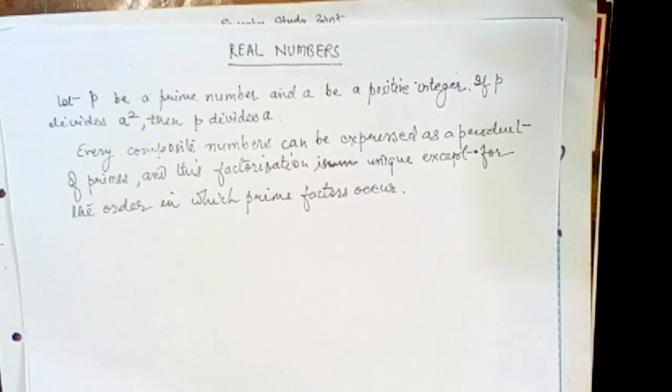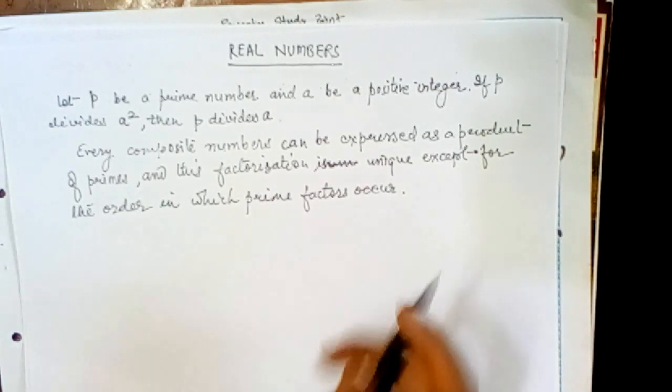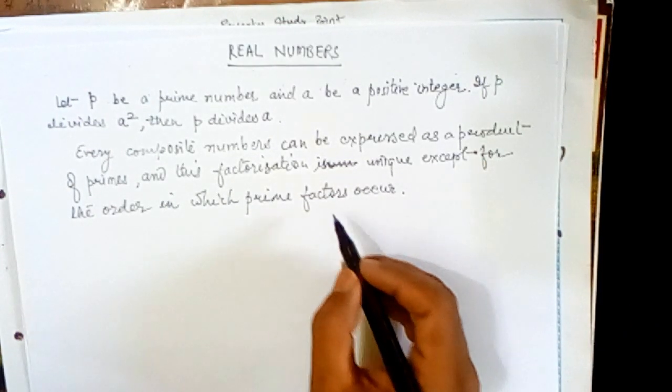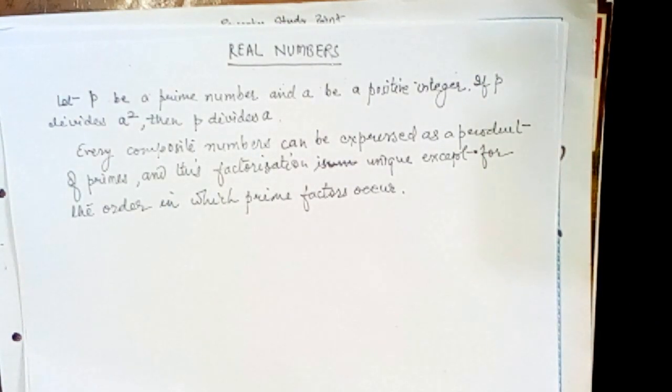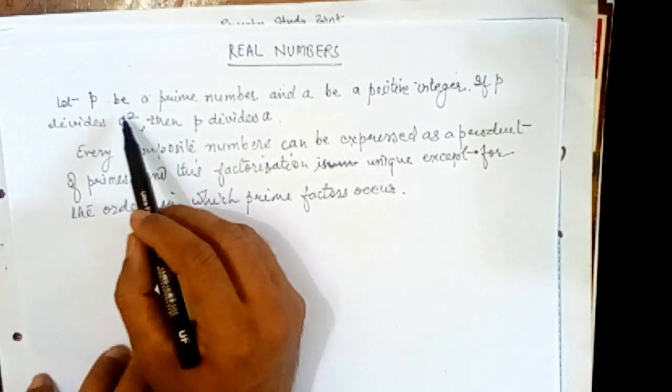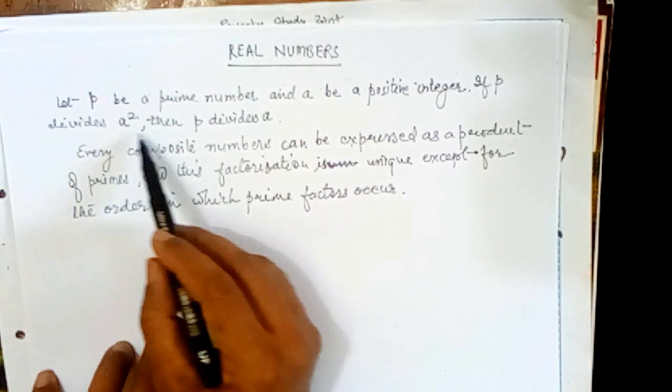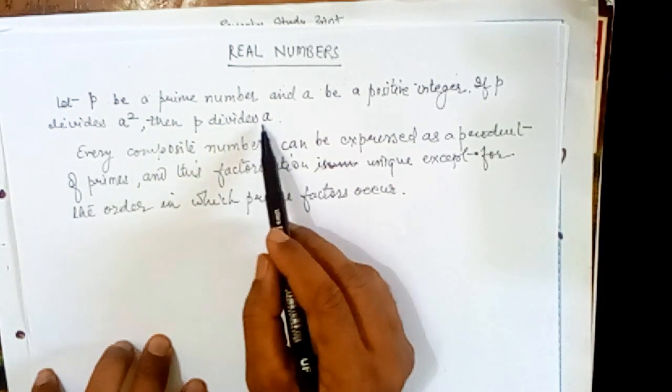Now we have got this fundamental theorem of arithmetic. Now here it is given to us, or the theorem is this: let p be a prime number and a be a positive integer. If p divides a square, then p divides a.